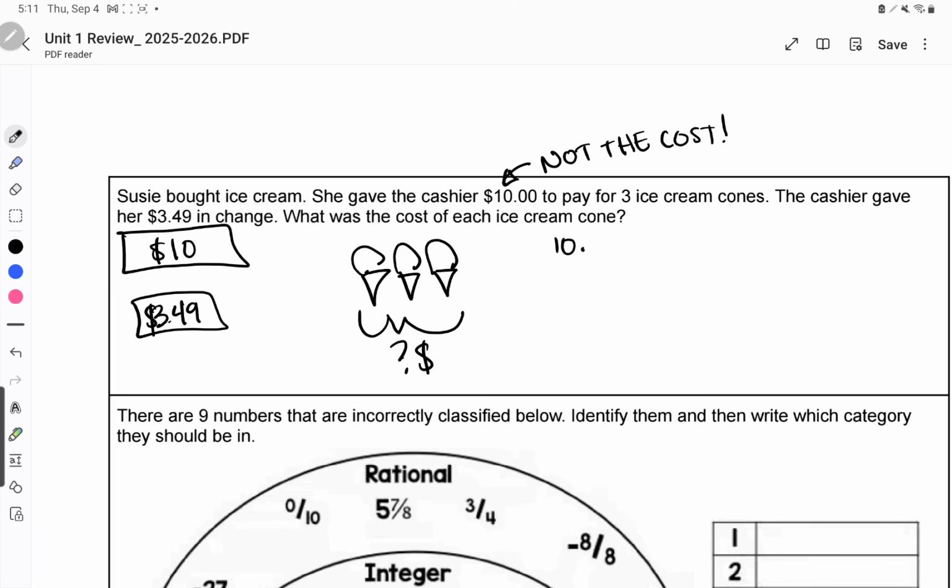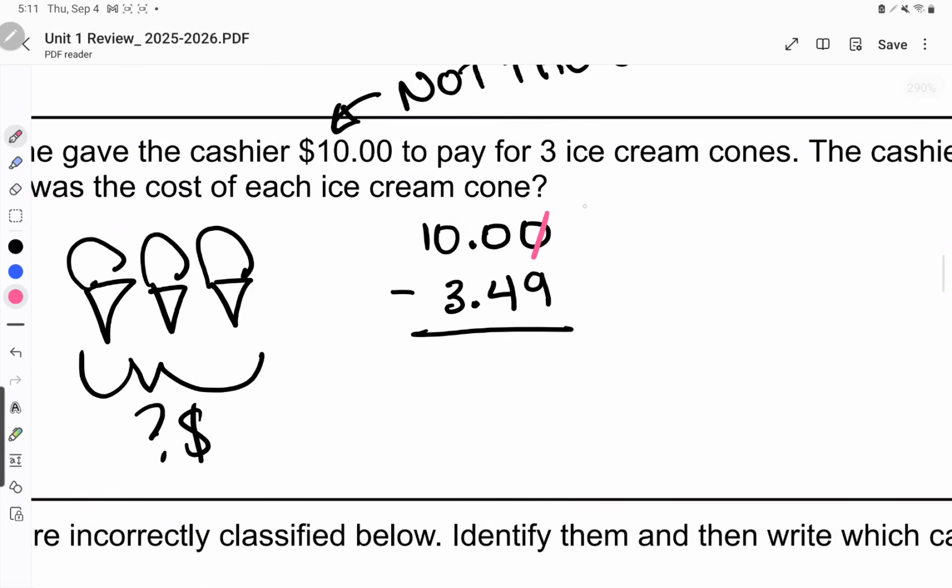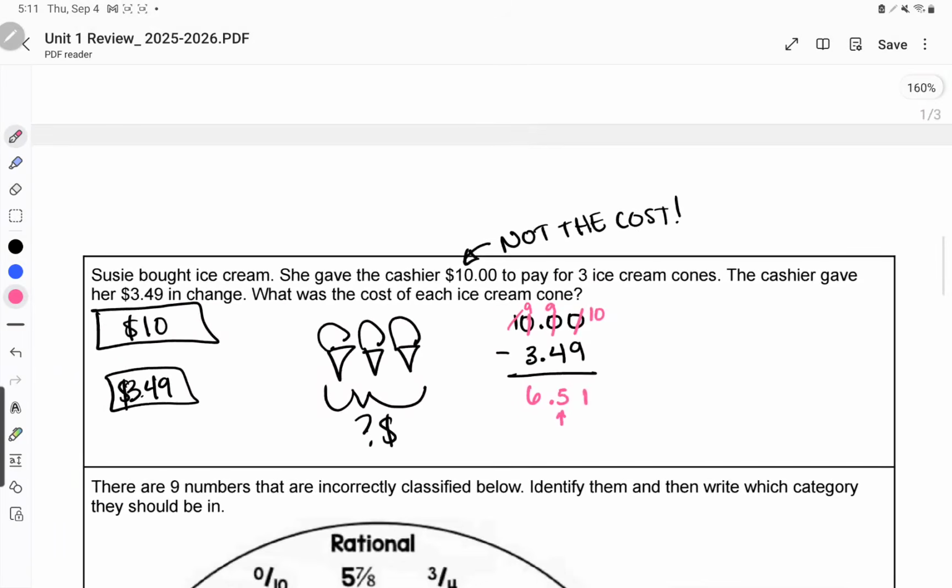So we do 10 minus $3.49 to figure out how much it cost. This 0 right here turns into a 10. This 0 turns into a 9. This 0 turns into a 9, and that goes away. 10 minus 9 is 1. 9 minus 4 is 5. 9 minus 3 is 6. So the ice cream cost $6.51.